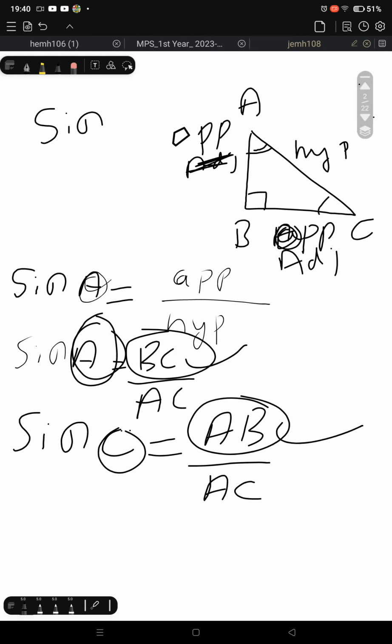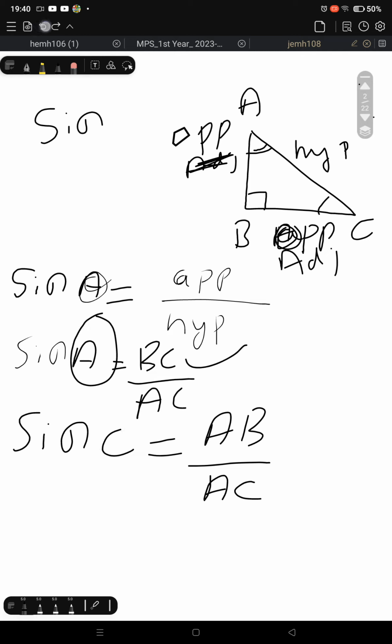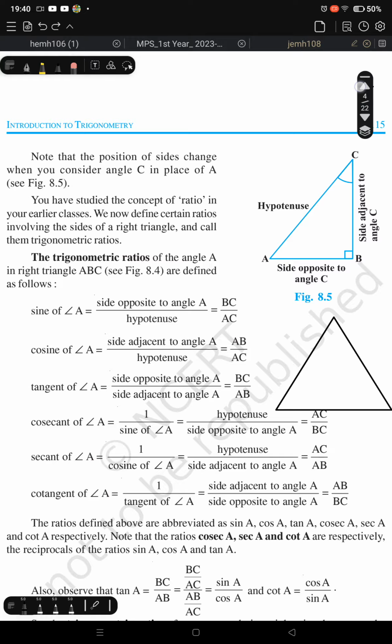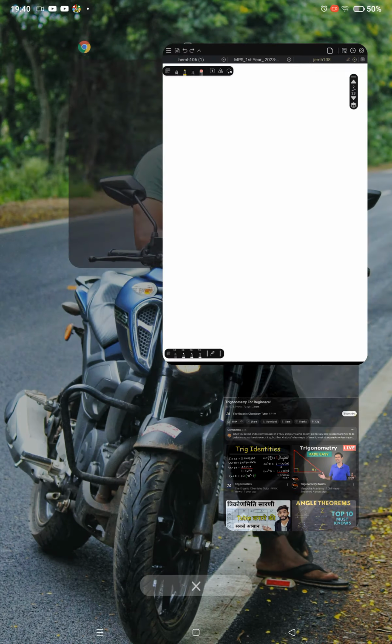First we will write all the general ratios with theta, then we will go with sine A, and then with sine C. Then we will understand angle A and angle C, to understand it in depth and not get confused whenever they give any angle, so we are able to answer all of these. So first, let us take the general ratios by taking angle theta.